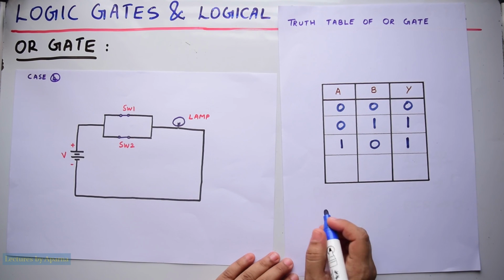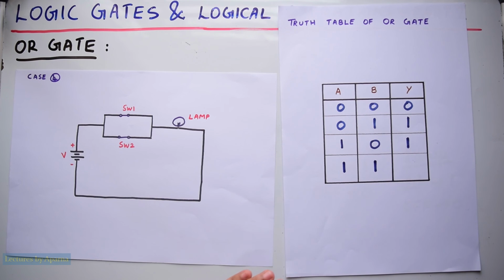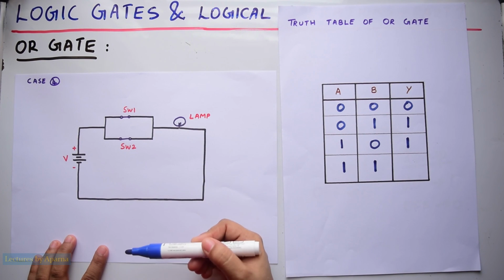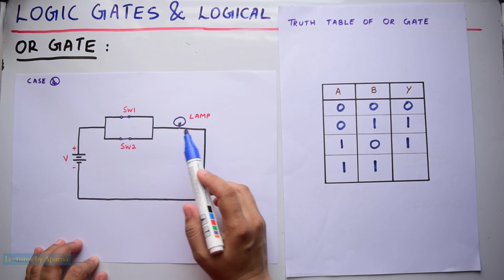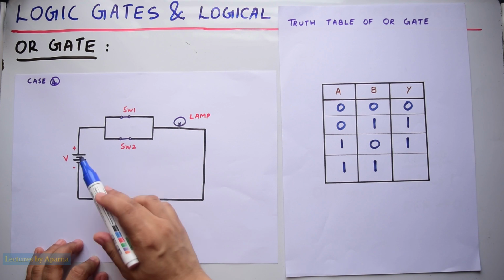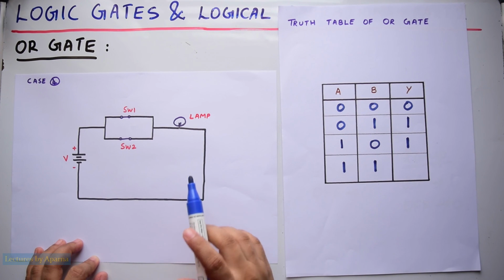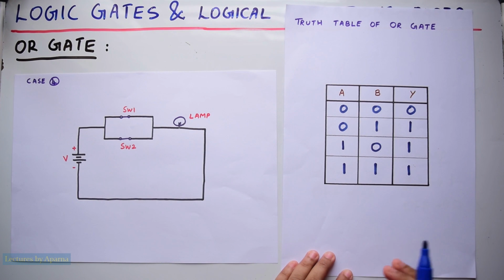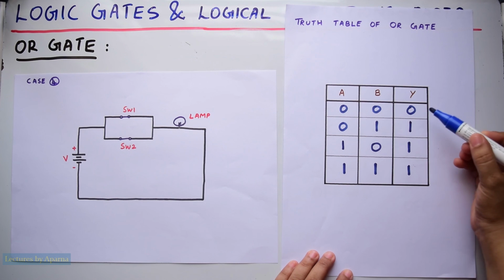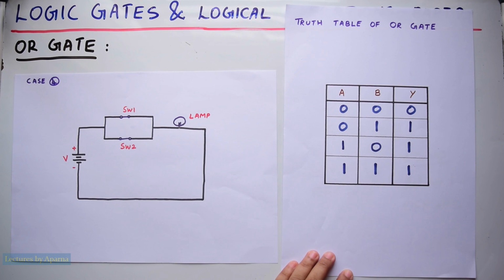Now consider the last case when A is equal to 1 and B is equal to 1. This means that both switches are on. So the circuit will be like this. Now also the lamp will be lit as it is connected to the battery through both these paths. So the output is logic 1 and Y will be equal to 1. The only case when it is logic 0 is when both inputs are 0. For all other cases, you will get a logic 1 at the output. So this is the OR gate operation.